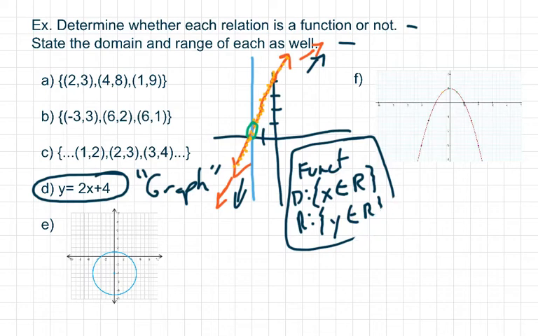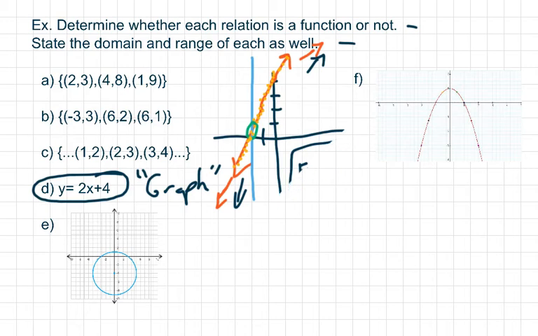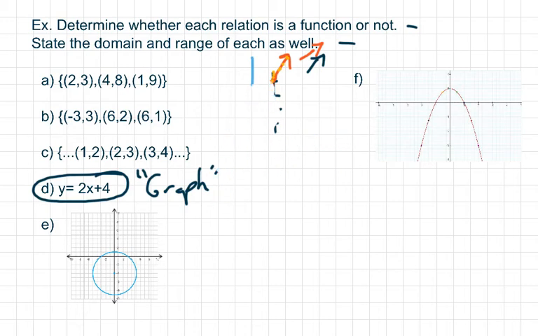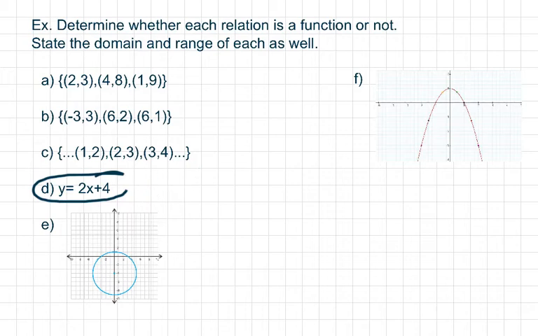Okay? So again, if you're given an equation, graph it. But I can tell you this, if it's a linear function, y equals mx plus b, you know that it's a function, you know that the domain is going to be x is an element of the reals, and you know that the range is going to be y is an element of the reals. So there's no real thinking about.